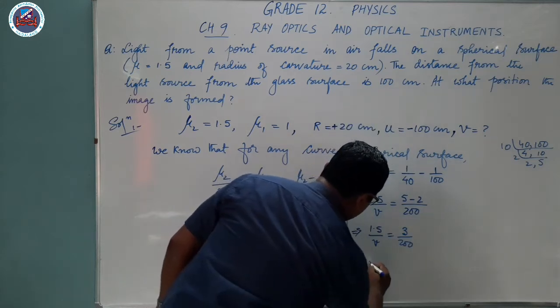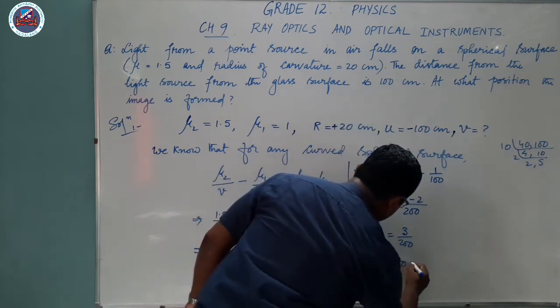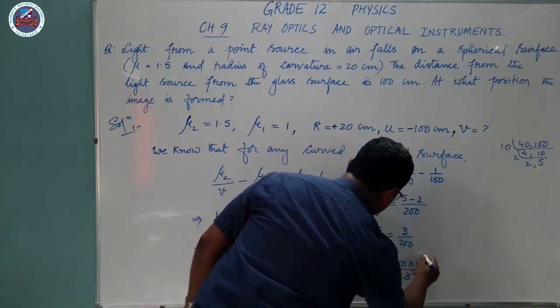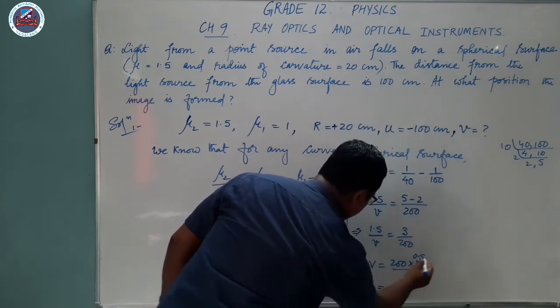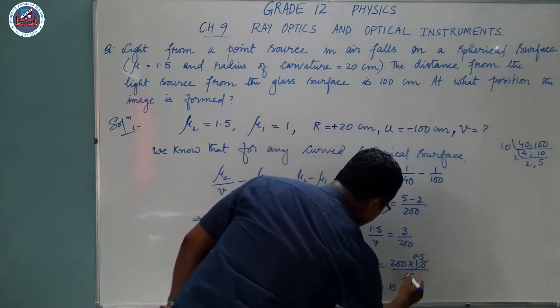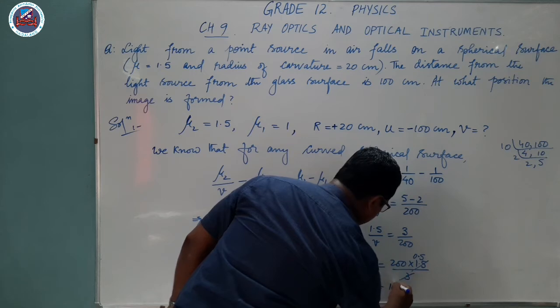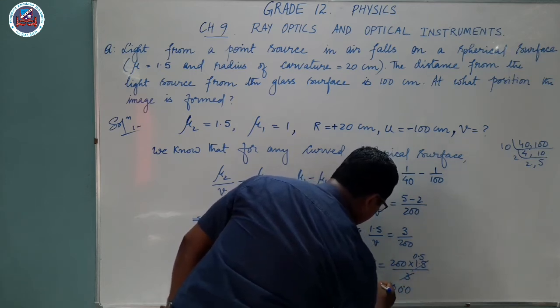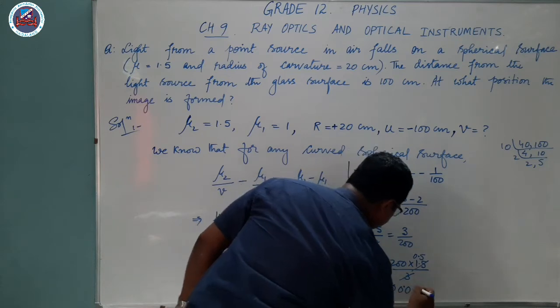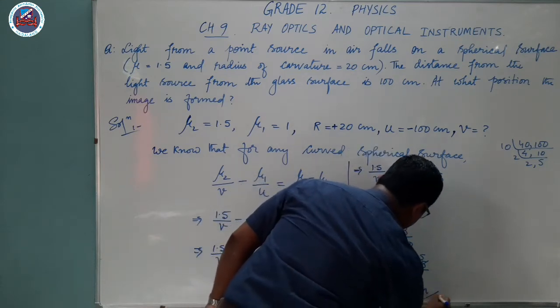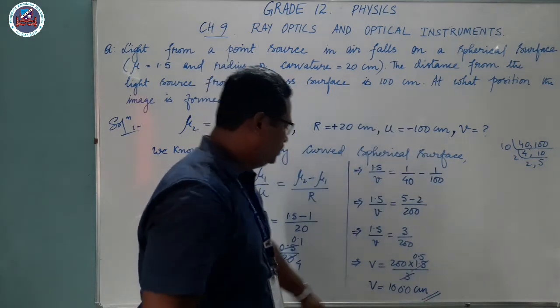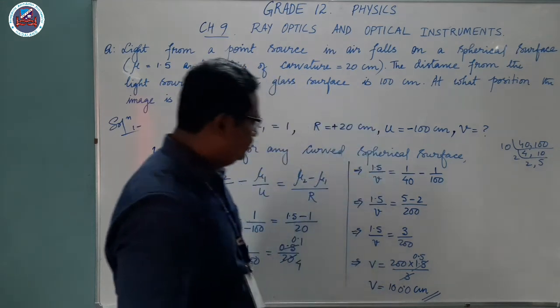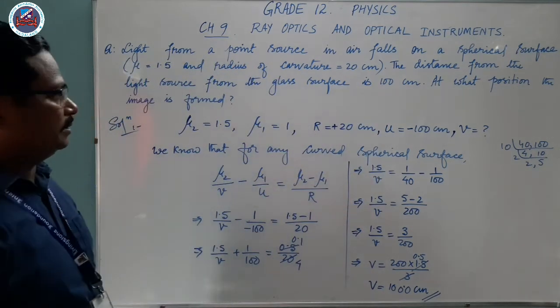Cross multiply, v is equal to 200 into 1.5 divided by 3. 3 5s are 15. Then multiply, 5 2s are 10. Then 2 zeros you have. After decimal you have 1 digit. So it will come out as 100. Then we can write down the unit centimeter. 100.0, that is equal to 100 centimeter.